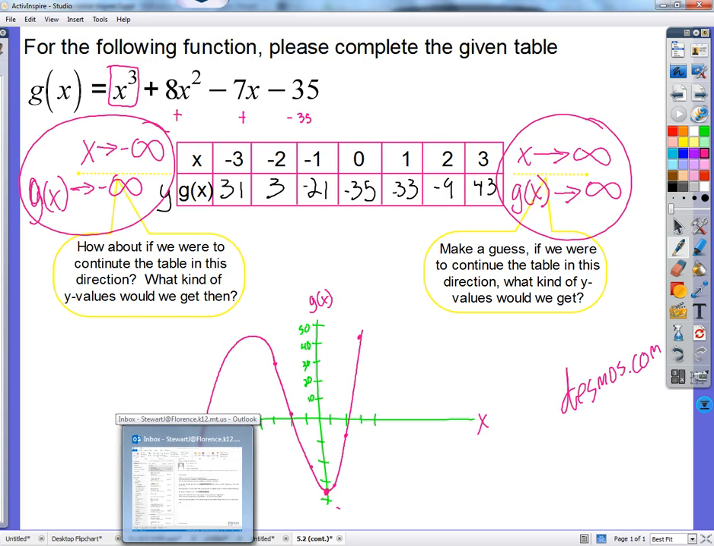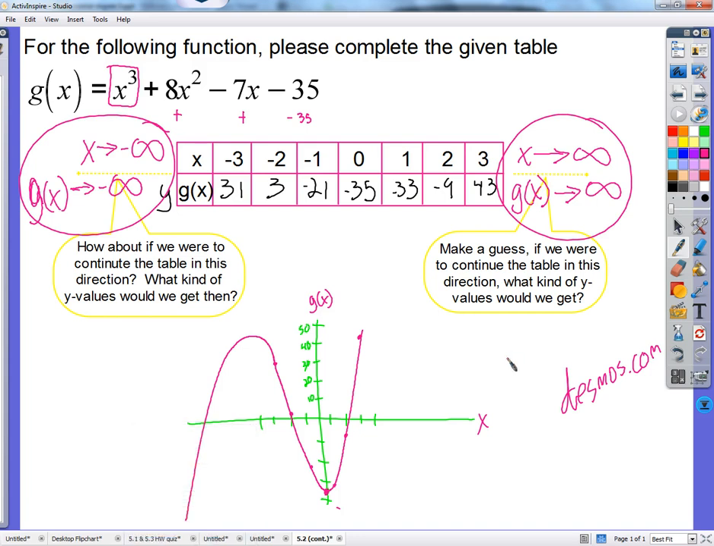Because when you cube a negative, it will be negative in the end. And when you cube a positive, it will always be positive. No matter what you do to a positive, cube, square, whatever, it's always going to be positive. You're just going to multiply positive a bunch of times. But when it's negative, and you cube it, it comes out to be negative.